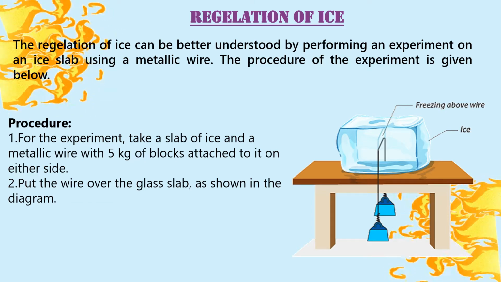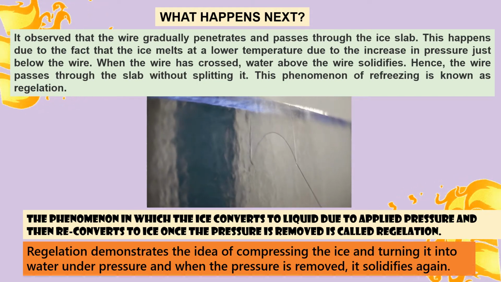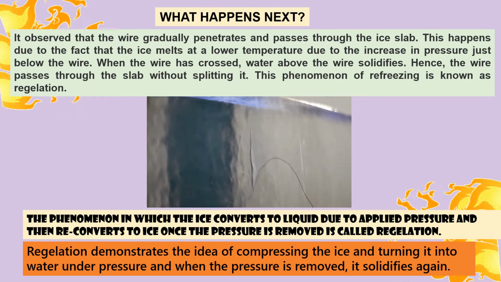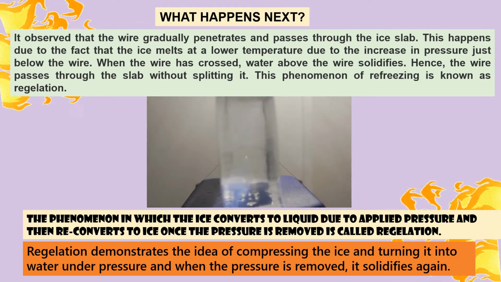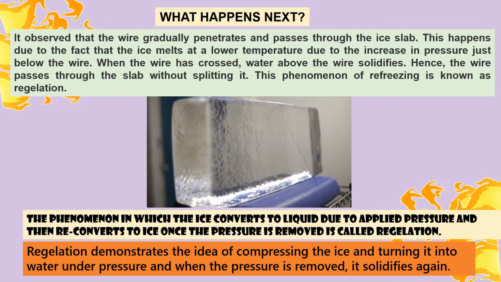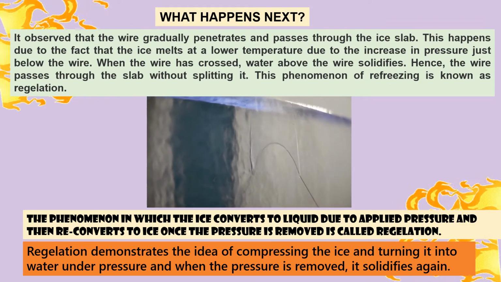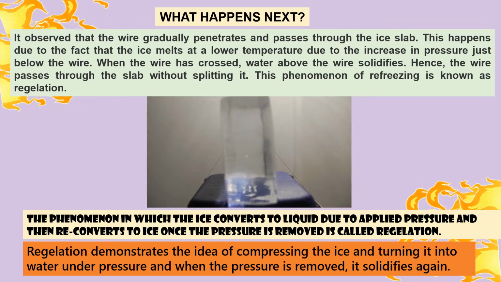Now what will you see? It is observed that the wire gradually penetrates into the ice slab. This happens due to the fact that the ice melts at a lower temperature due to the increase in pressure just below the wire. Pressure is falling on it, there is weight on both sides of the wire, so because of the pressure, the wire is going into the ice slab.